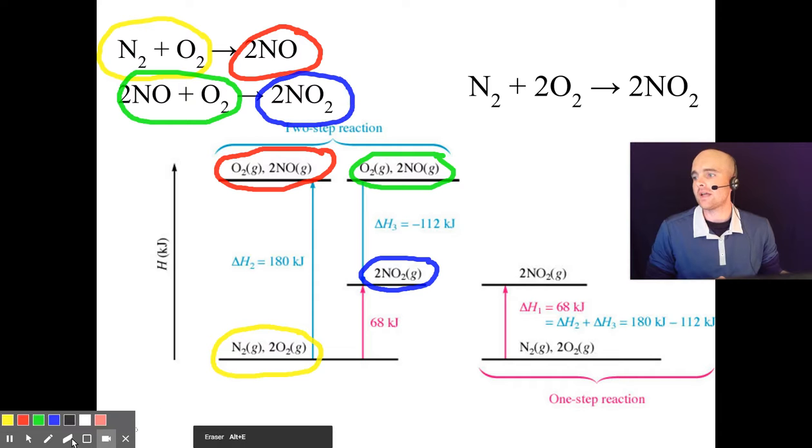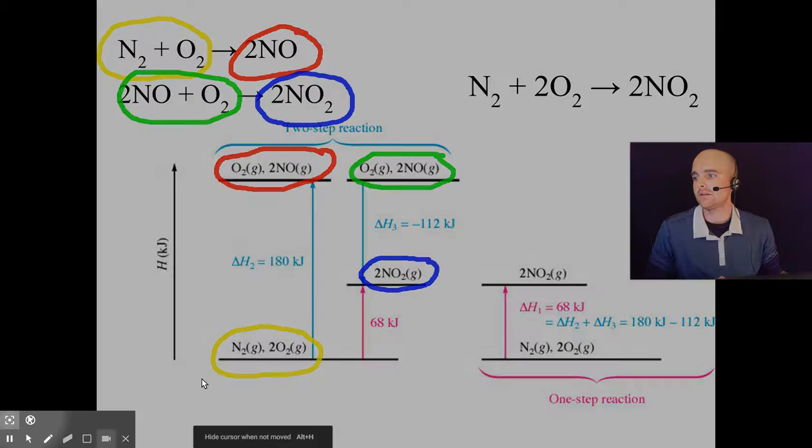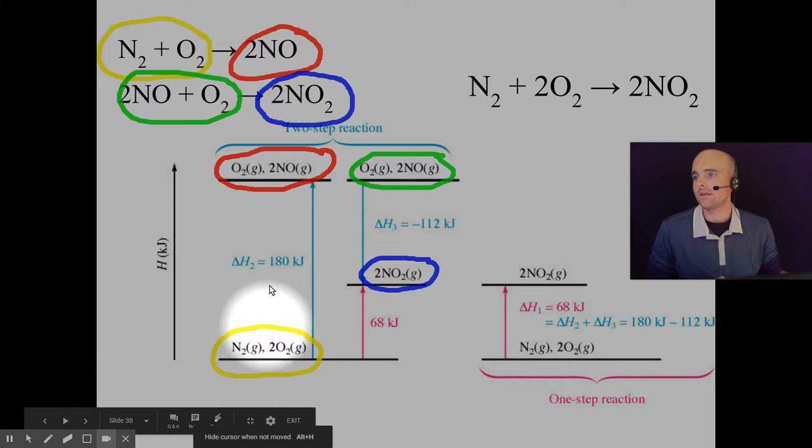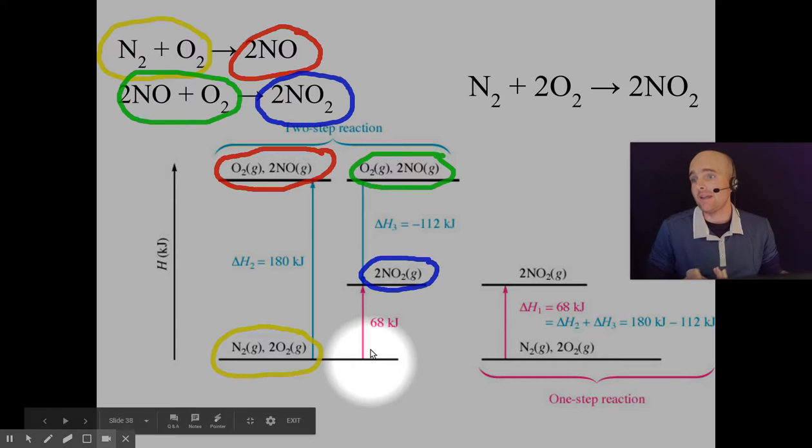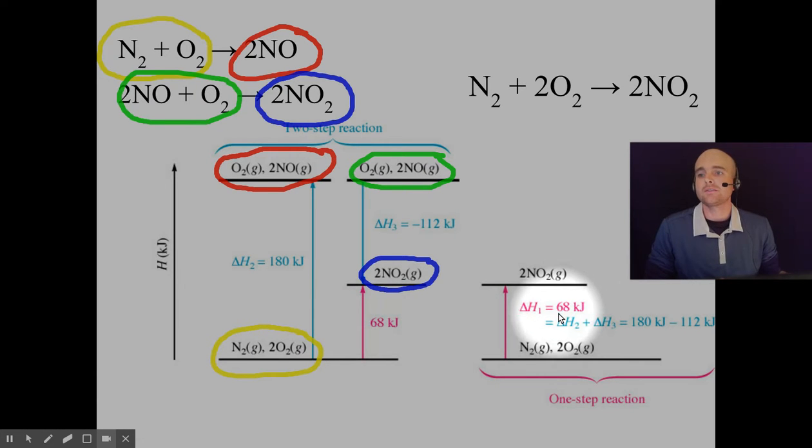So the reaction pathway actually started from here, and it went up 180 kilojoules, and then we subtracted 112 kilojoules. So there was an actual net gain of 68 kilojoules. Over here, since it only went one step, it's easy to see that it only went 68 kilojoules. So they're both the same. That's Hess's law.